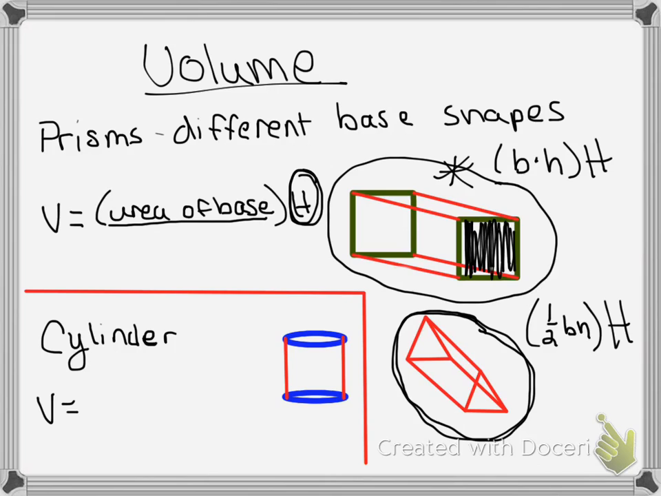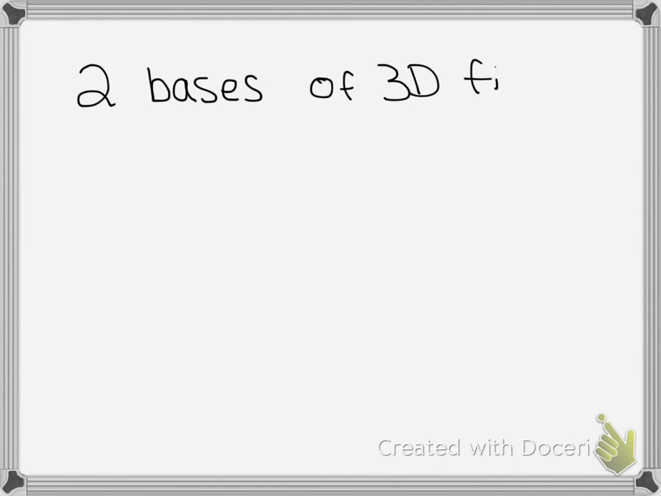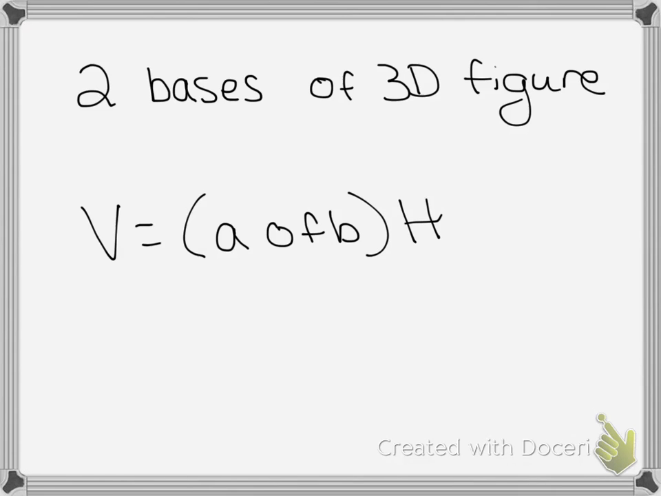And then for a cylinder, we know that we're going to use the same formula. Area of the base, I'm going to shorten it a little bit, times the height. But for this one, we know that the shape of the base is a circle. So what's going to go into the parentheses? The area of a circle, which is pi r squared, and then we multiply that times the height. So the main thing you need to know is if you have two bases of a 3D figure, the formula you use is volume equals area of the base times the height.